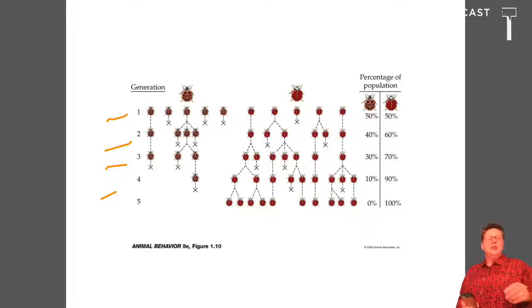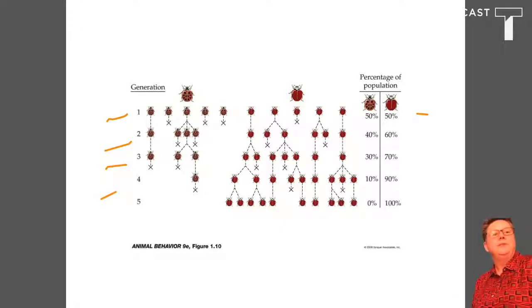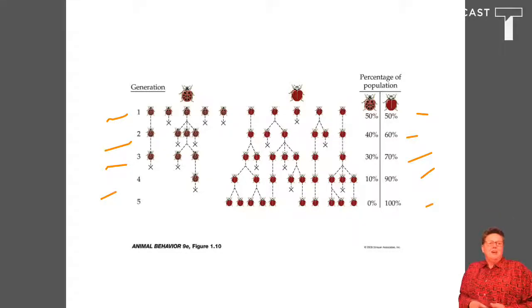So again, genetic change in the population is happening over time. We went from 50-50 to 40-60 to 30-70 to 10 and 90 to 100%. In this case, one of them went completely extinct, but they don't have to for evolutionary change to have happened. We just see that genetic change in the population over time.